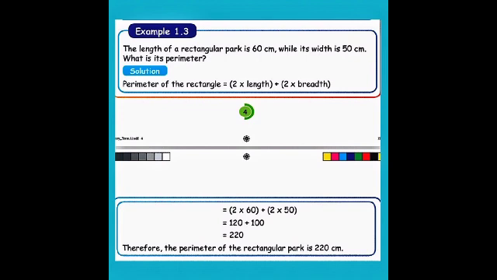2 sixes are 12, so that is 120, plus 2 fives are 10, therefore it is 100, which is easy multiplication. So 120 plus 100 is 220. Therefore, the perimeter of the rectangular park is 220 centimeter.